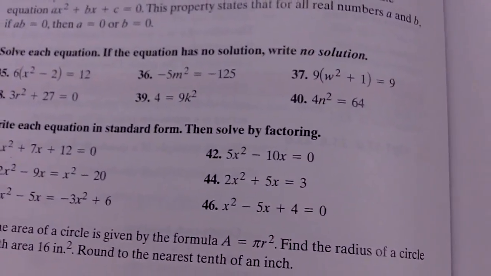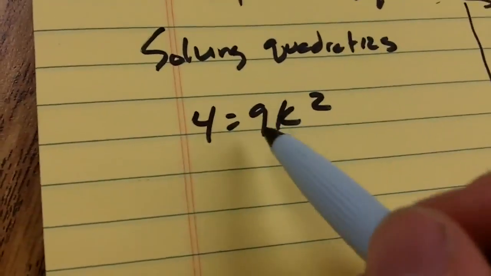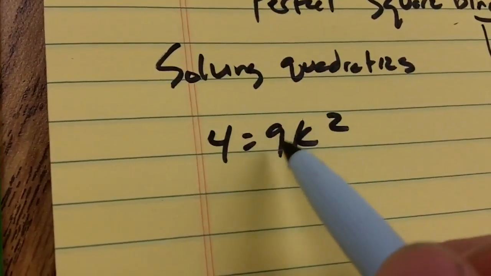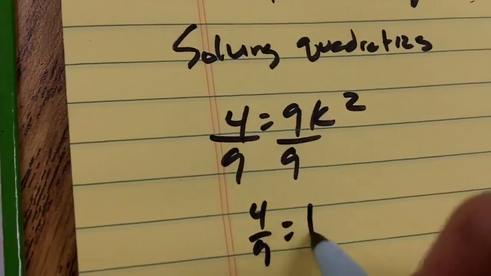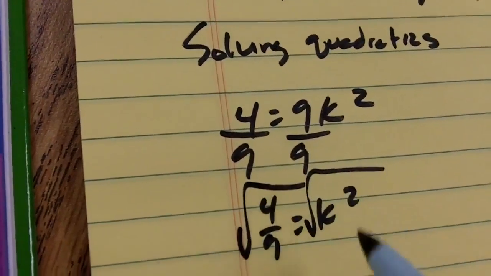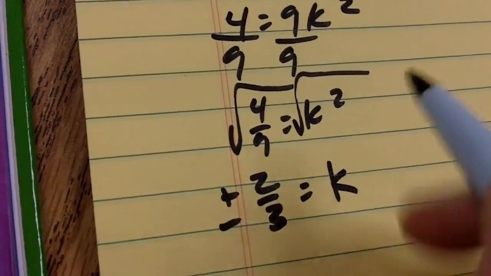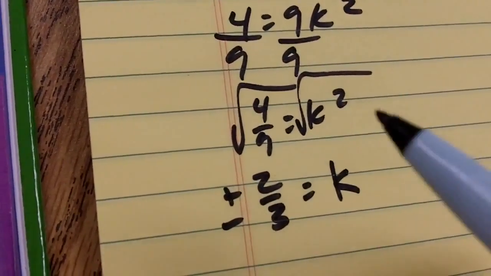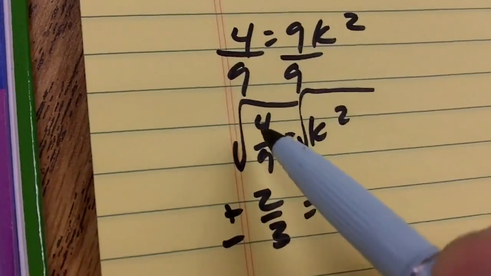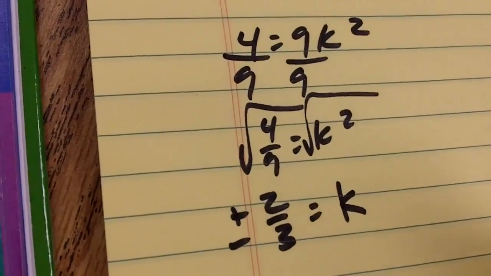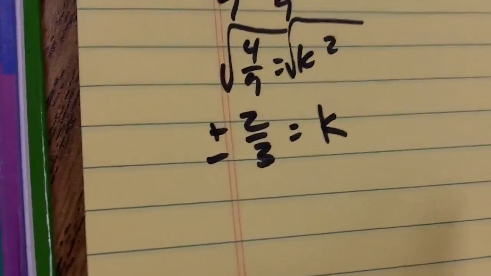How about 39? 39 says 4 equals 9k squared. This is a perfect square. What I want to do is get rid of the 9 and get 4 over 9 equals k squared, and now take the square root of both sides. On any of these problems, you can put it all on the same side and try to factor it. That's fine. In this problem, I just saw that if I got rid of that 9, I'd have a perfect square, the k squared, and a perfect square over here, the 4 over 9, and I take the square root. If I can do that, I'm going to. If I don't see that, obviously, then I'll move everything to the same side and factor.